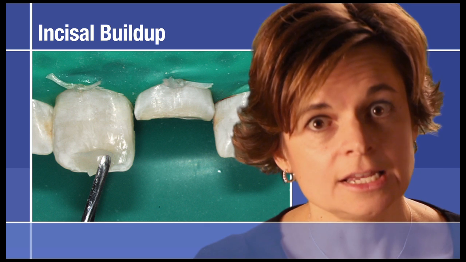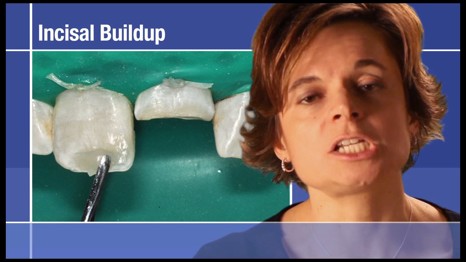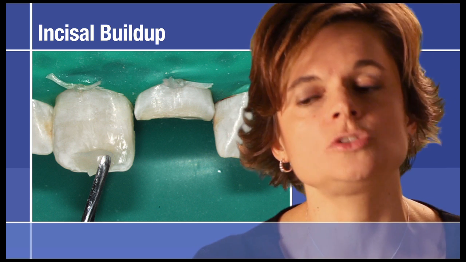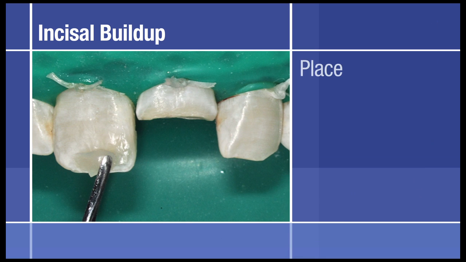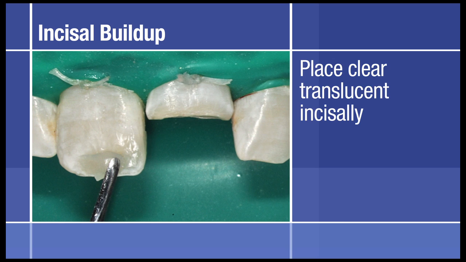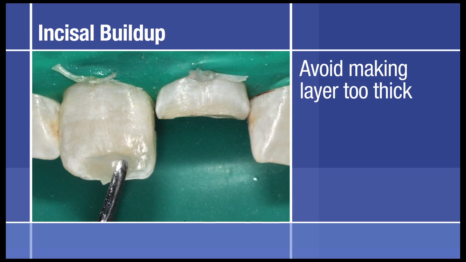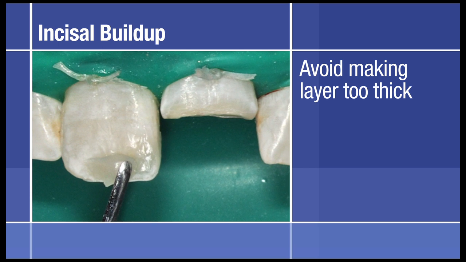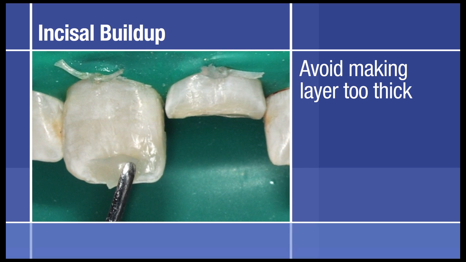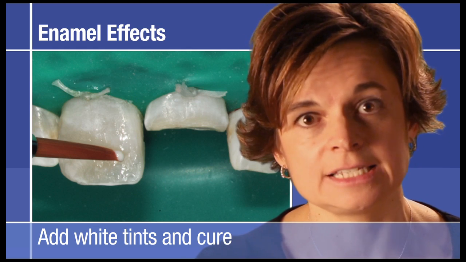The next layer will be that incisal translucency, and we would then use an incisal shade such as clear translucent. This is the shade I used for this specific case. So clear translucent was placed incisally to create again the high translucency effect, and it must not be too thick of a layer because we don't want that layer to really go all the way to the surface of the restoration. After the incisal layer, it is time to add some enamel effects if it is needed.